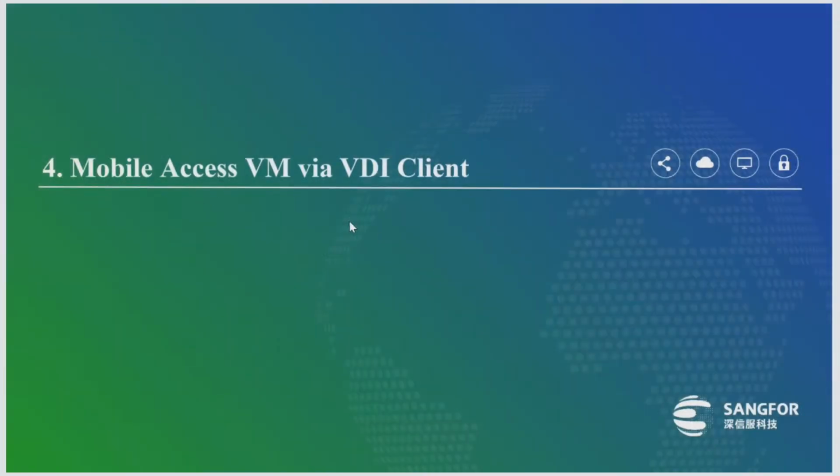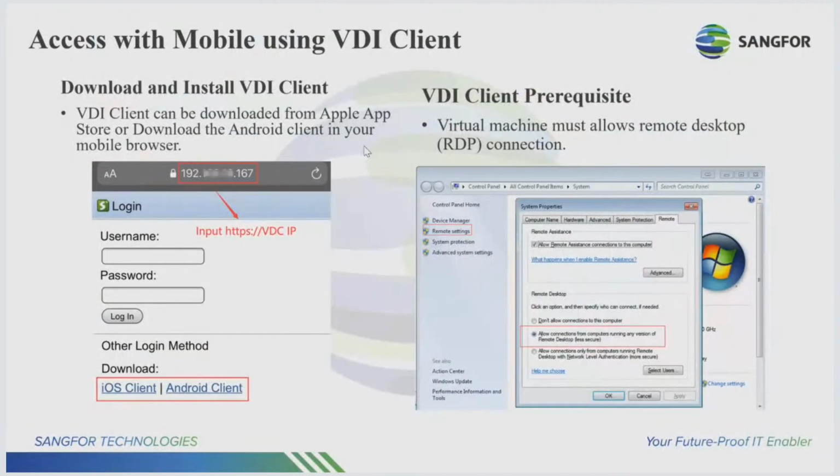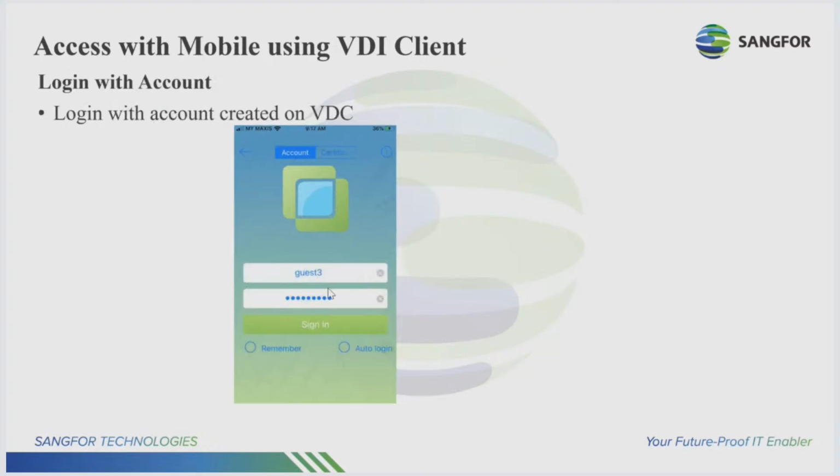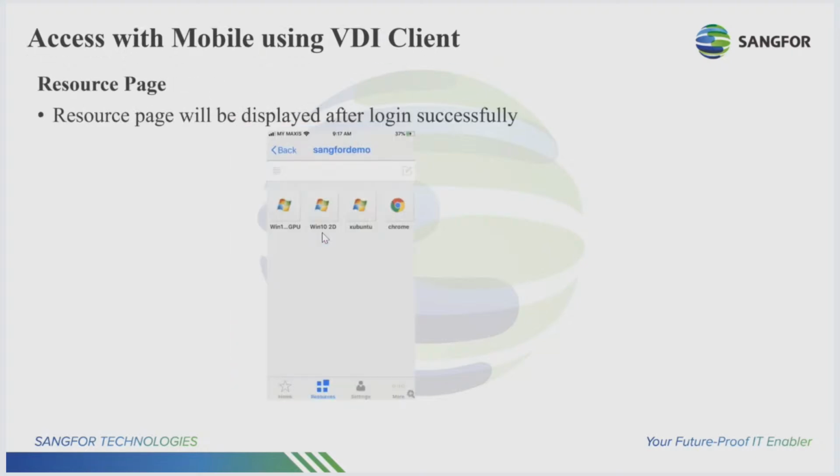And for mobile, we also use a VDI client. This is the same for iOS client and Android client. We install this application first, and enter the username and password. Yeah, just like this. We enter the VDC IP and click connect, enter the username and password, and sign in.